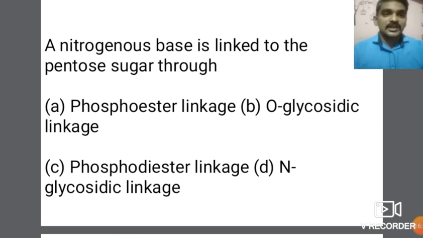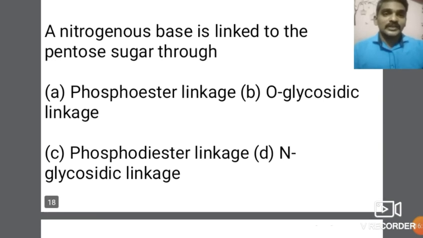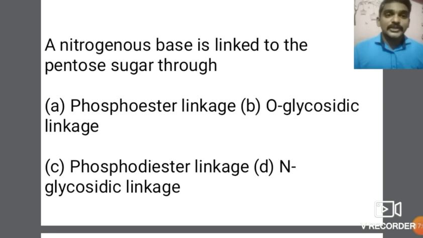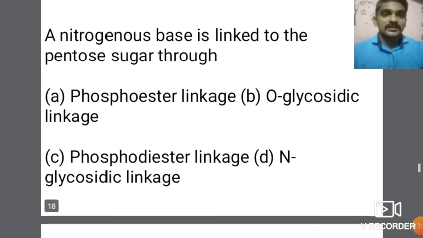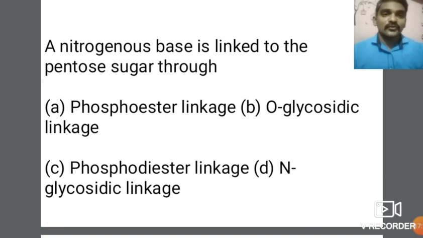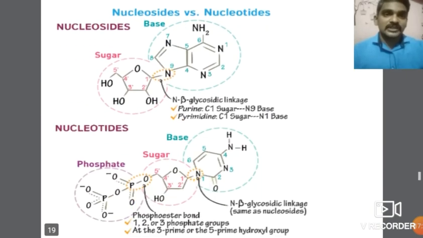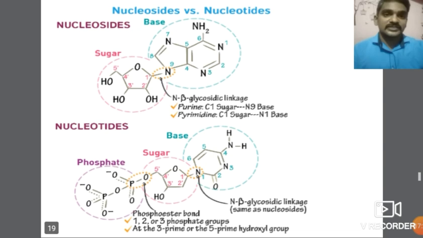Between the sugar and phosphate will be the phosphoester bond. Then where will the phosphodiester linkage come? When two nucleotides are joining together. In a dinucleotide you can find this phosphodiester linkage between 3' of the first sugar and the 5' of the second sugar. You can see the structure here, you can easily identify.